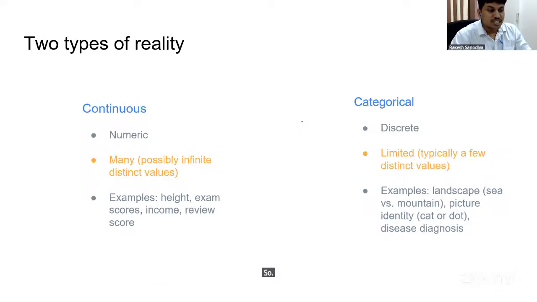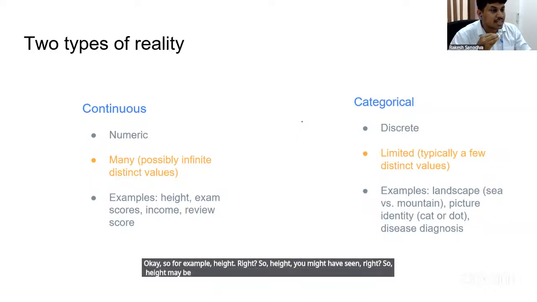Continuous means it is a numeric value, and many, possibly infinite, distinct values are possible. For example, height. You might have seen height, right? Height is continuous data.